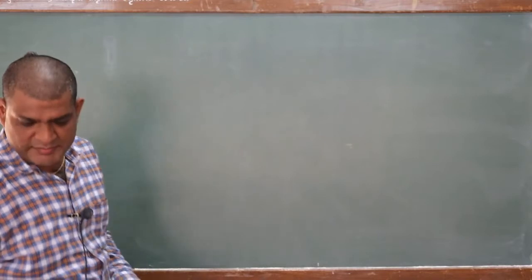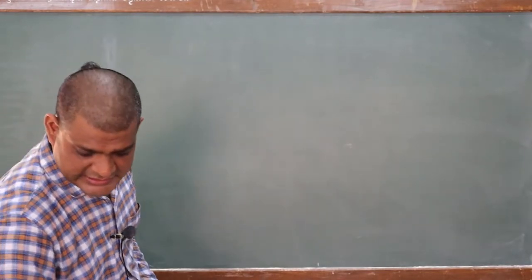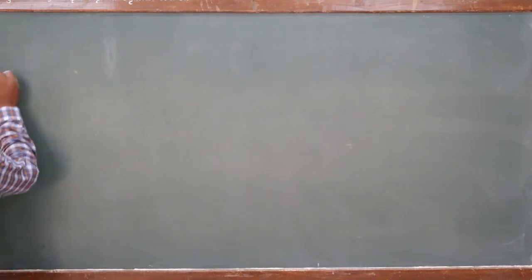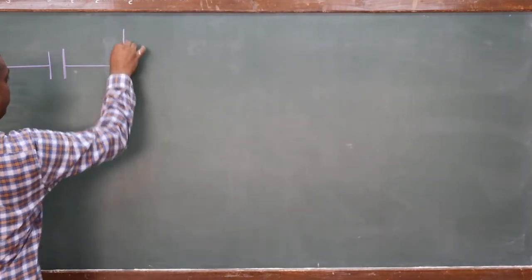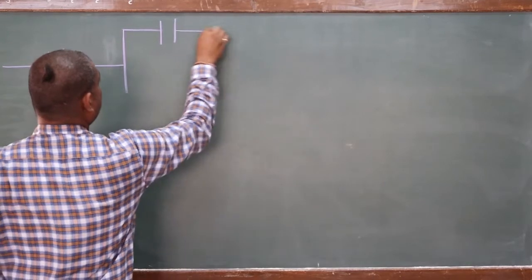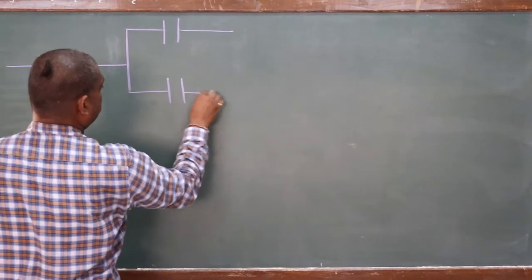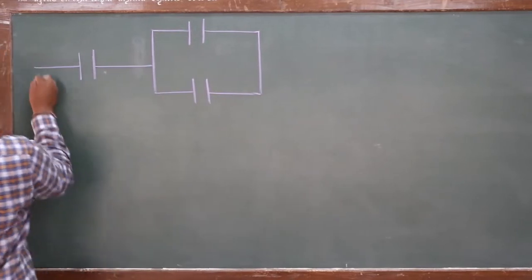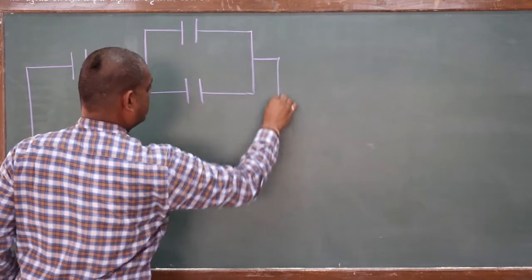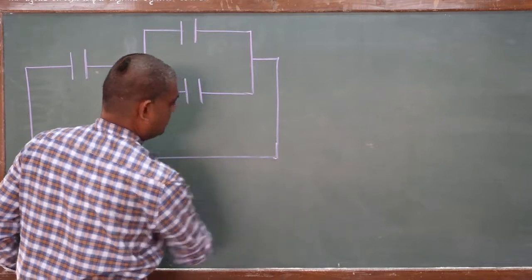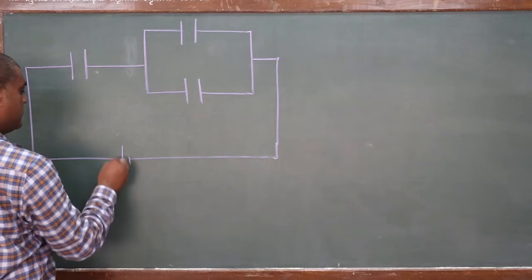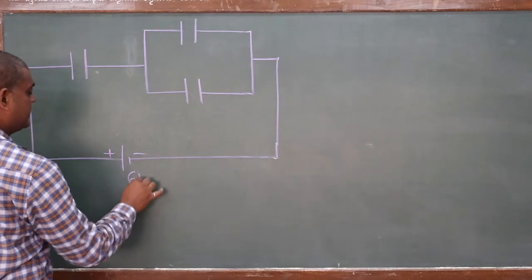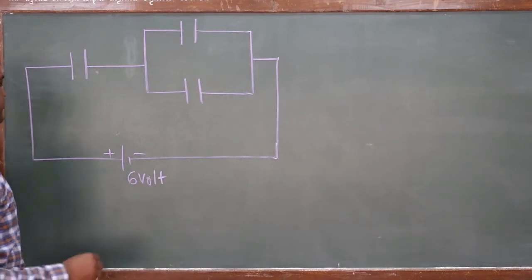See students, the diagram is given to you. The diagram is like this. Simple question we are taking first. This is the diagram. A battery of 6 volt is connected, plus minus 6 volt.